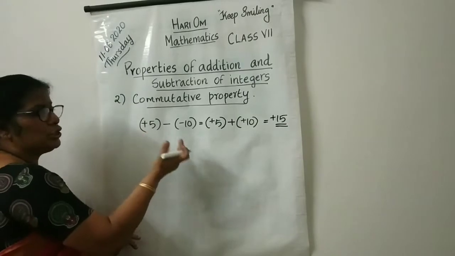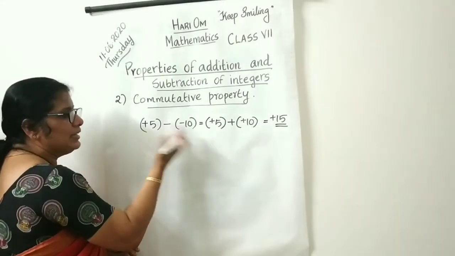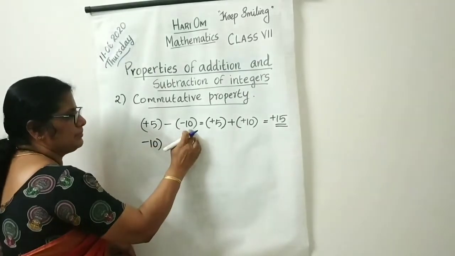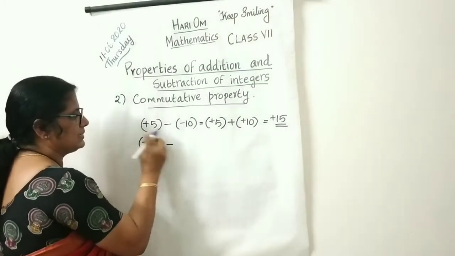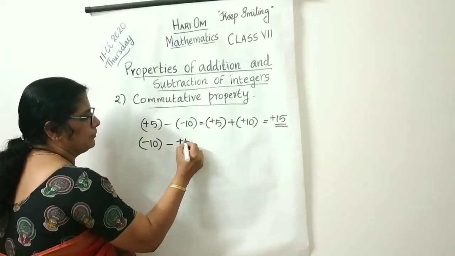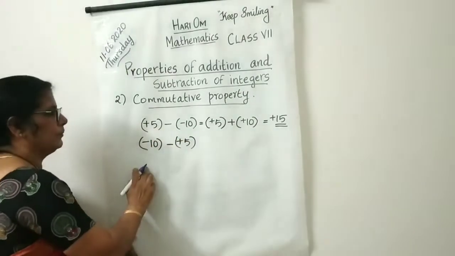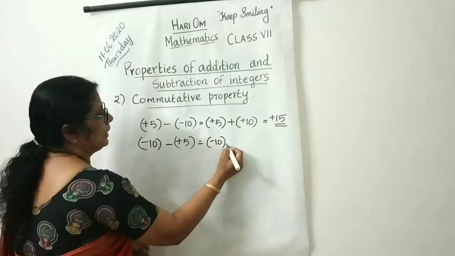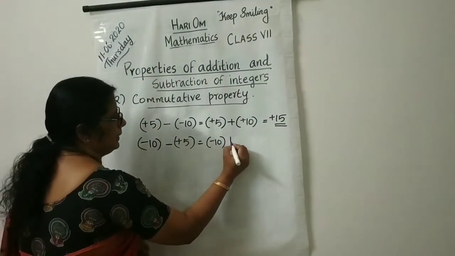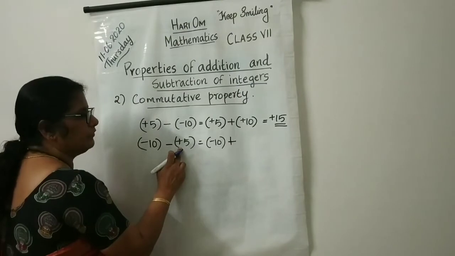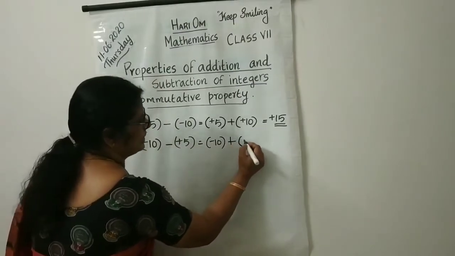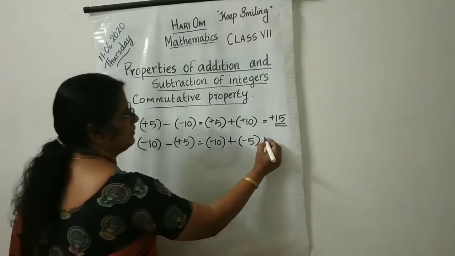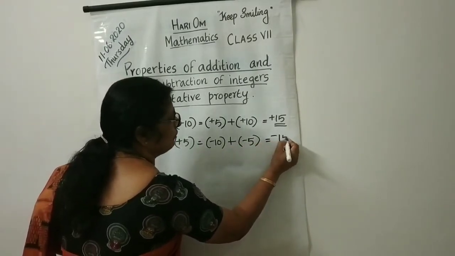Again, I am going to subtract this in reverse order. Which subtraction order? So minus 10, the second number, minus the first number, positive 5. So I am subtracting in the reverse order. This is equal to minus 10, then minus becomes plus, and the additive inverse of plus 5 is minus 5. Now we can add these two. Minus 10 plus minus 5 is minus 15.